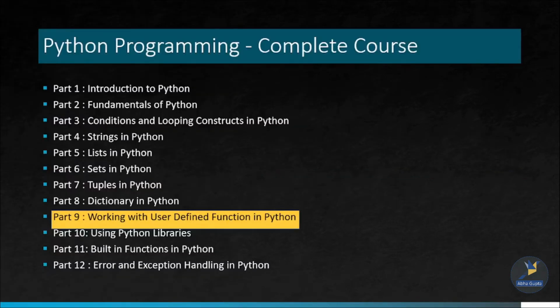This is part 9, working with user-defined functions in Python. In this video, we will learn how to define and call a user-defined function, what are arguments and parameters, different types of parameters, returning values from a function, and the scope and lifetime of a variable.